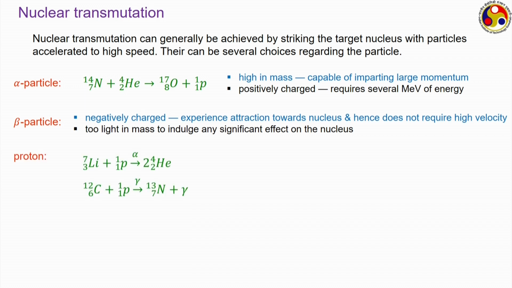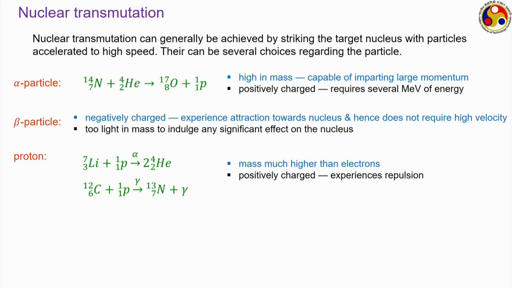A proton can be an example. A proton has 1 unit of mass. So, it is much heavier, 1 unit of mass or very close to 1 AMU, and therefore it is very much expected to cause a certain amount of damage because of the collision, at least much larger compared to the electron. But again, similar to the alpha particle, the proton is also positively charged, and therefore it will also experience a similar amount of repulsion force.